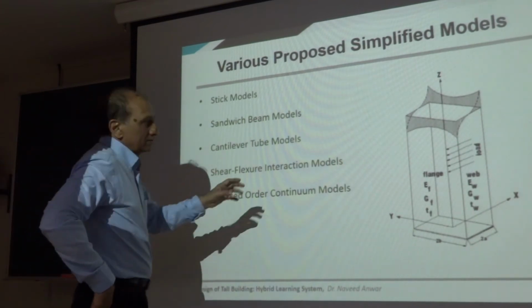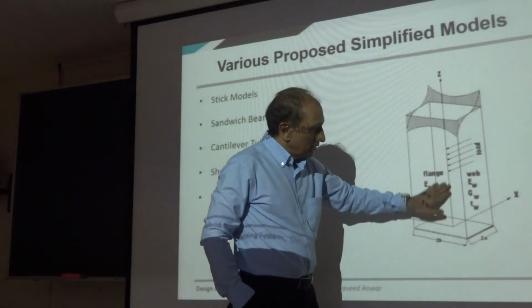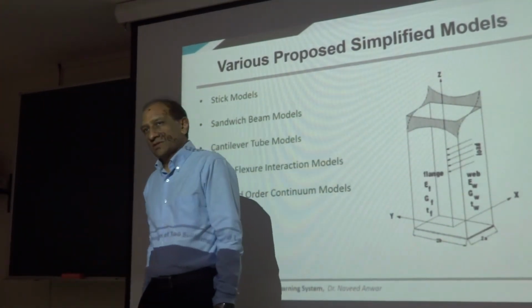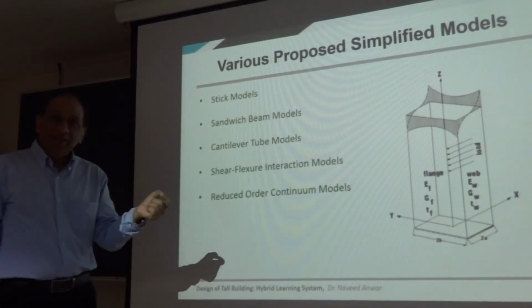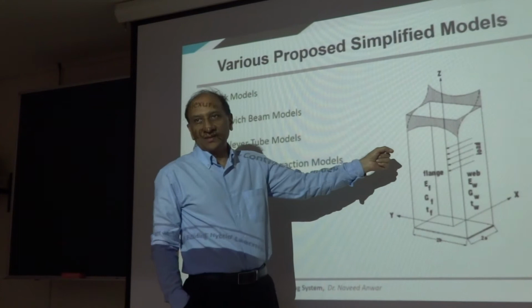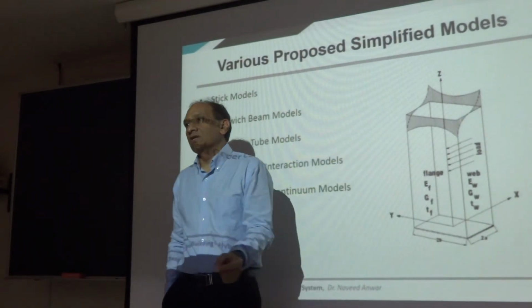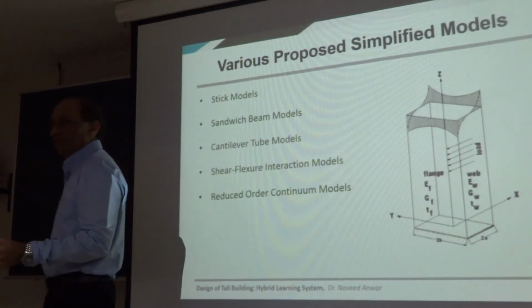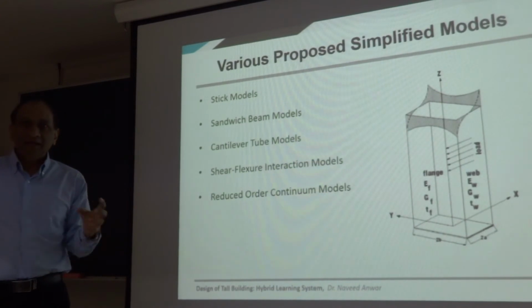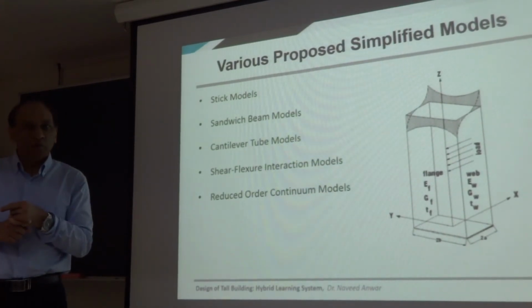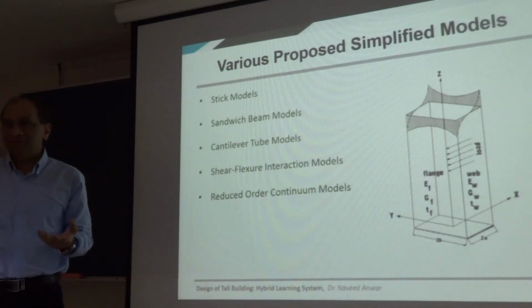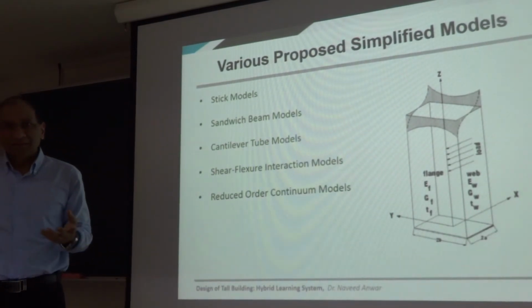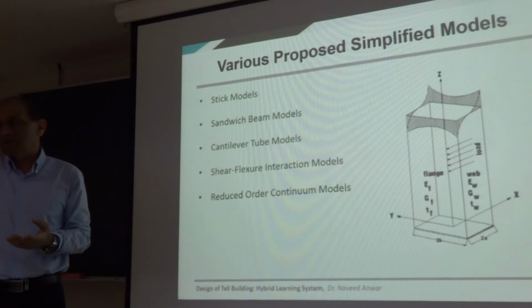In fact, the first computer software, ETABS, when it came up, the initial models were simply analysis of a stick model, because they used the concept of the rigid floor diaphragm. And there were only 3 degrees of freedom per floor. So if the building is 30 story, there are only 90 degrees of freedom. Nothing. And they would solve it like this, because there's no memory.